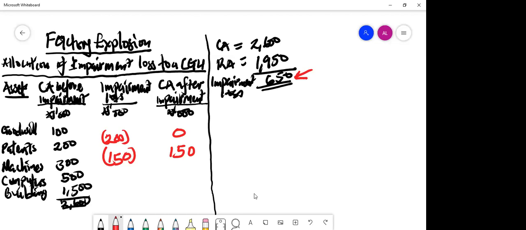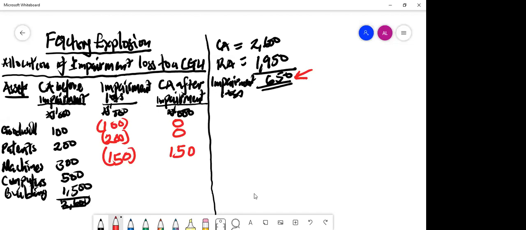What is step two? Reduce goodwill to zero. I will say goodwill, whether you like it or not, I will reduce it to zero. Okay, so it becomes zero. That's the principle on IAS 36: how to allocate impairment loss to a cash generating unit. So once it is zero, I will now move to the last procedure, which is to allocate the impairment loss balance to other assets on a pro rata basis.